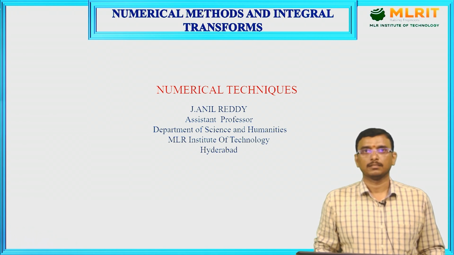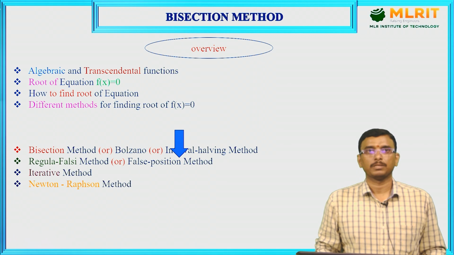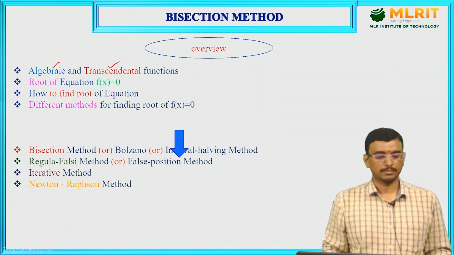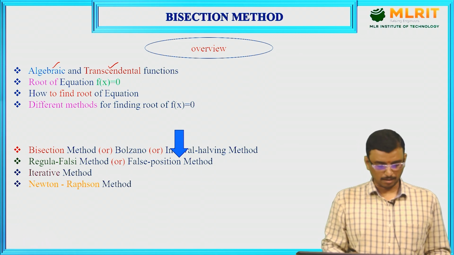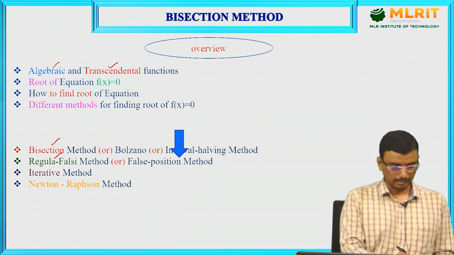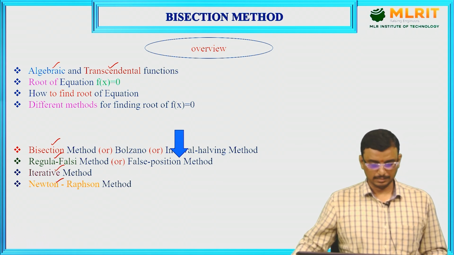In this session, I am going to explain about the root of f of x is equal to 0 using the bisection method in numerical techniques. The overview of the topic is algebraic and transcendental functions, root of an equation, and how to find the root using different methods. Here we have the bisection method, Regula-Falsi method, iterative method and Newton-Raphson method. So, in this lecture I am going to explain about the bisection method.